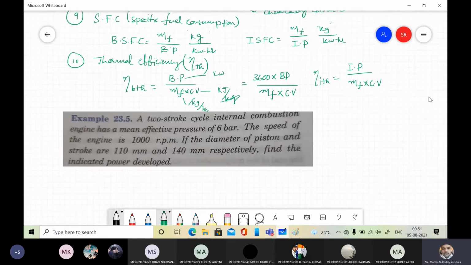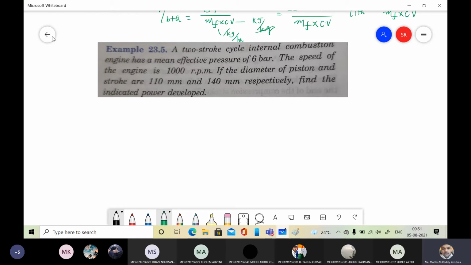Now come to our problem. A two-stroke engine. What is meant by two-stroke? In two-stroke, number of working strokes per minute, how many? N, sir. N, very good. Number of working strokes per minute, because it is a two-stroke engine, is equal to N.